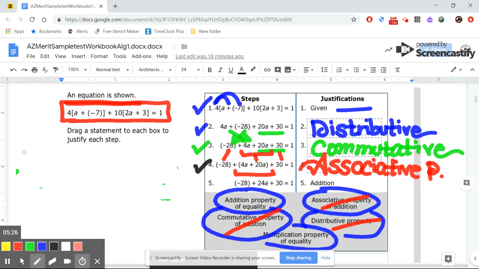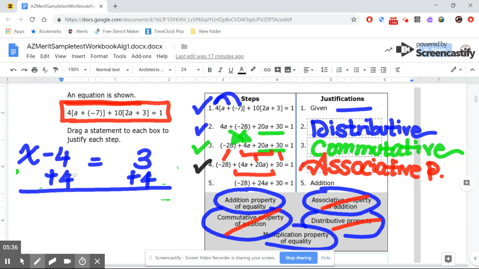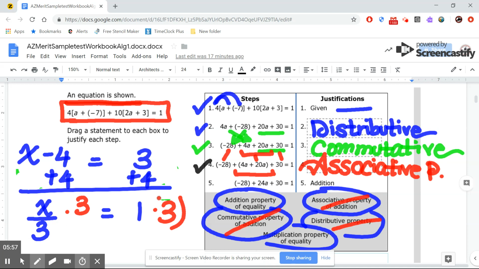The addition property is basically when you have x minus 4 equals 3. What you do is you add 4 on both sides. What you do on one side, in order to keep it equal, you do on both sides. We did not use this property on any of the steps that are being asked, which is why we did not pick it. The other one is the multiplication property of equality. It is the same thing. If I have x over 3 equals 1, then I have to multiply by 3 on both sides. So I am equally multiplying by that number, which is the multiplication property of equality. Again, I did not use these two.